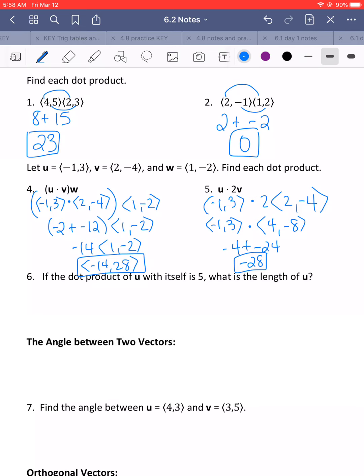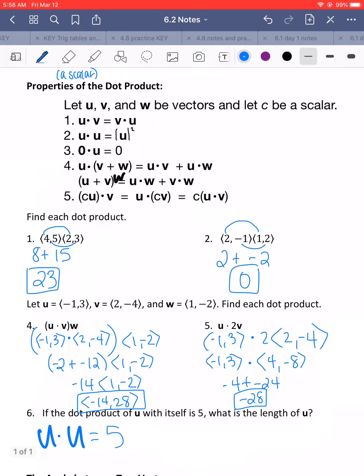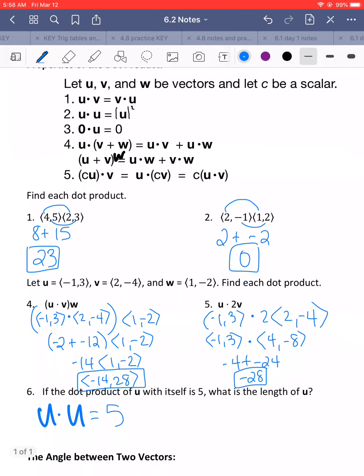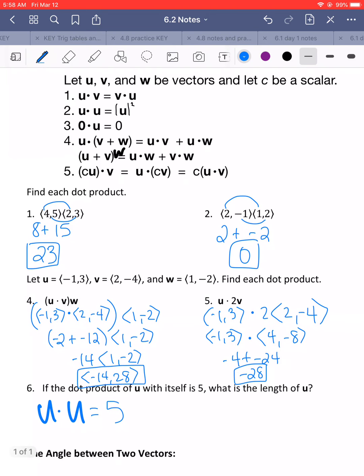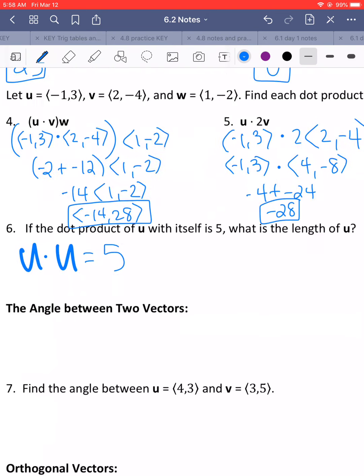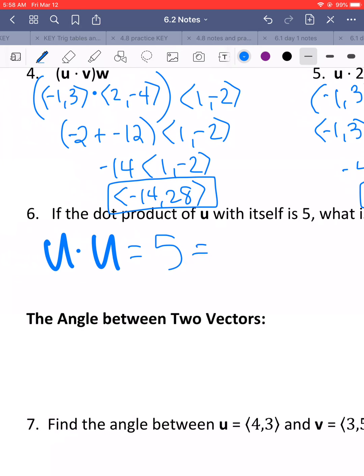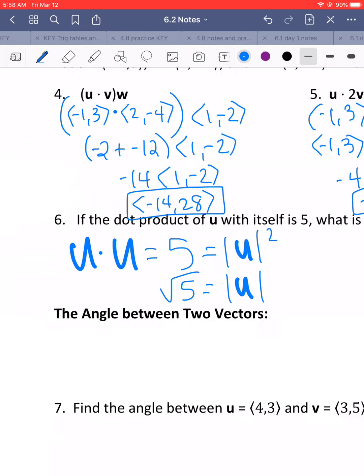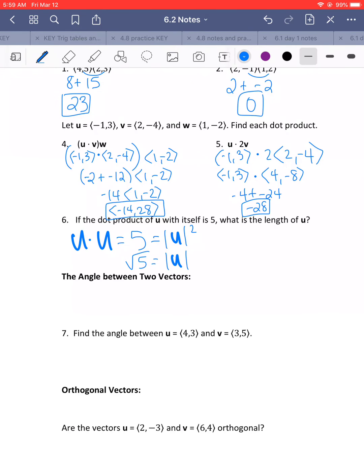6 says that the dot product of u with itself, so let me write that down, u times u, is 5, what is the length of u? So this is that property number 2 up above, where it says the dot product of a vector with itself is its magnitude squared. So I know that this is equal to my magnitude of u squared, which means that my magnitude of u is just going to be the square root of 5.